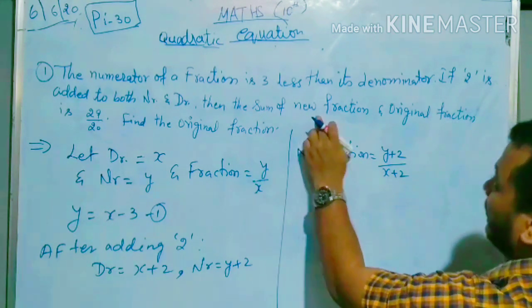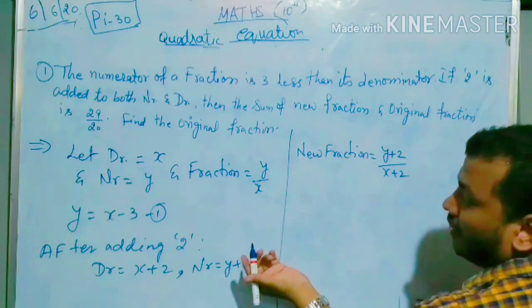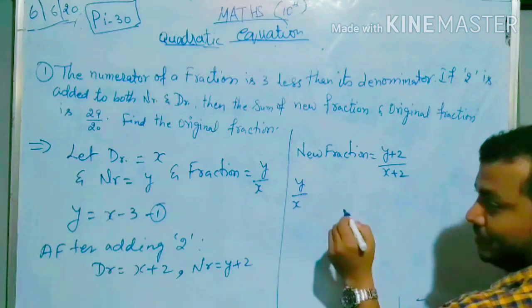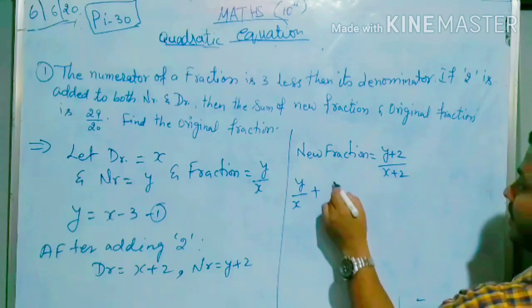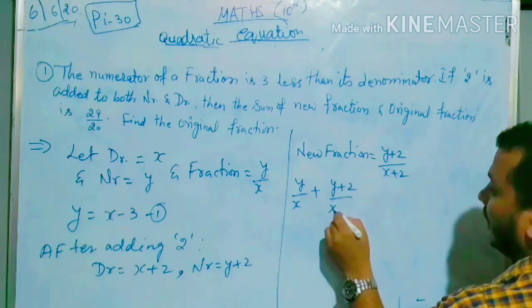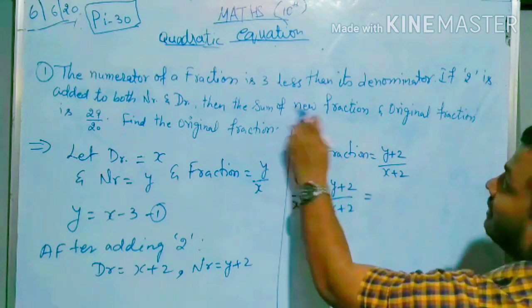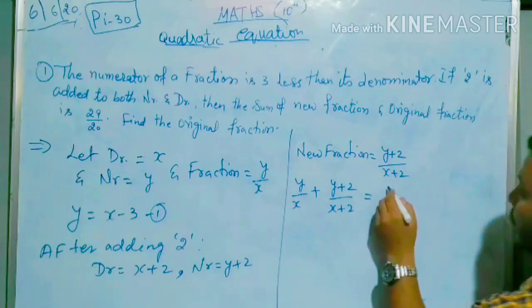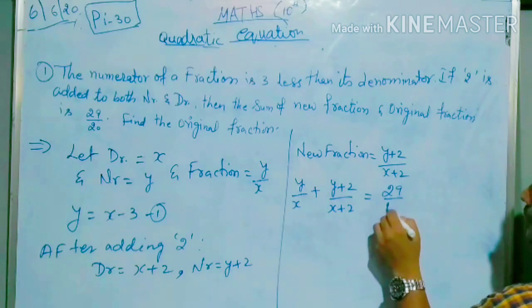Now the sum of the new fraction and the original. तो सम का मतलब क्या होता है? ऐड करना। तो आप देखिए एक फ्रैक्शन आपके पास ये है y by x है, प्लस दूसरा फ्रैक्शन क्या आपके पास y plus 2 by x plus 2 मस्ट बी इक्वल, अगर सम दोनों को ऐड करते हैं, न्यू फ्रैक्शन एंड द ओरिजिनल फ्रैक्शन, दैट शुड बी इक्वल टू 29 by 20.